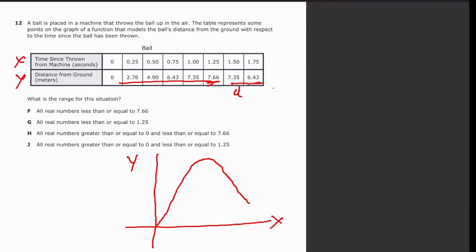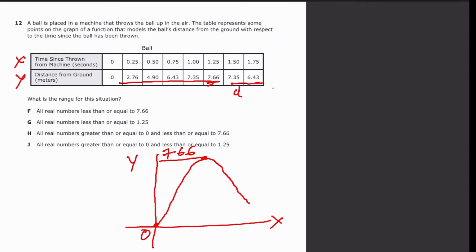From this part it started decreasing, so it's going down the graph. So the highest point is this point, which is 7.66. Therefore it's starting from 0. We need to know what is the range of the situation.